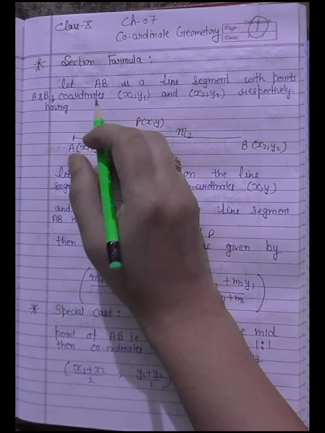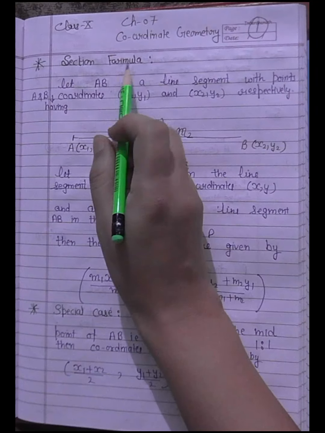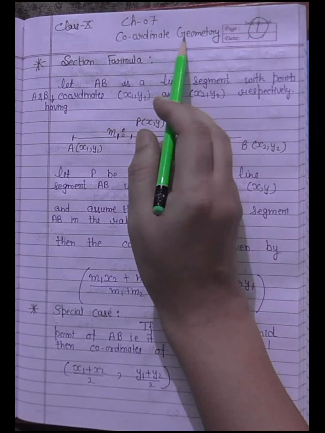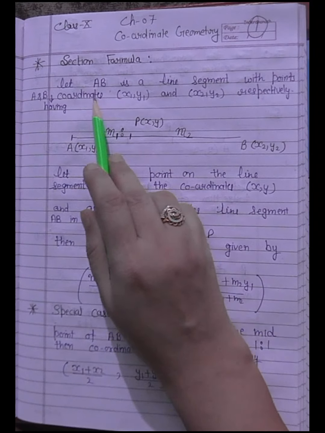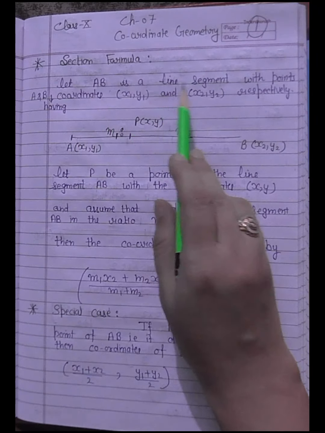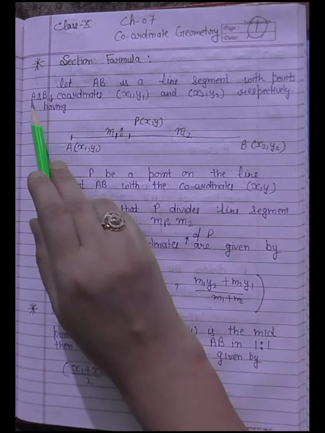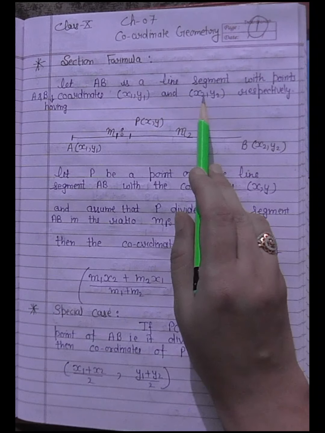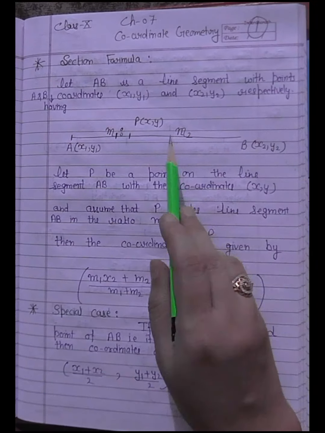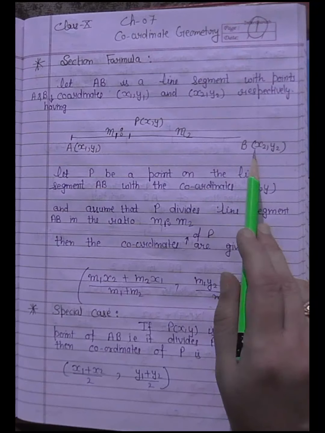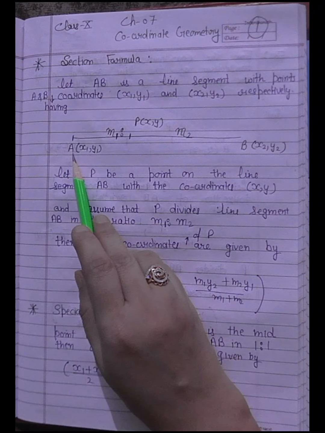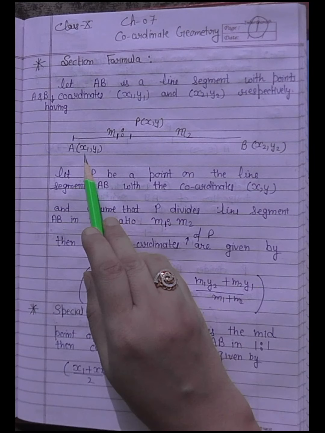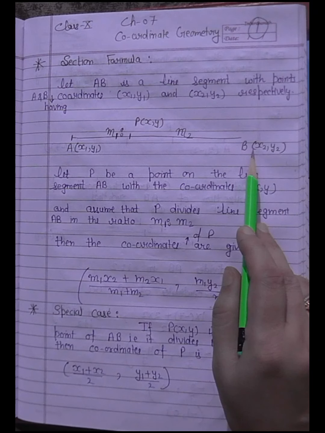Today I am going to start the second topic, section formula, of chapter 7, coordinate geometry of class 10. Here, let AB be a line segment with the points A and B having the coordinates x1, y1 and x2, y2 respectively. See here, AB is a line segment, A having coordinates x1, y1, B is having coordinates x2, y2.